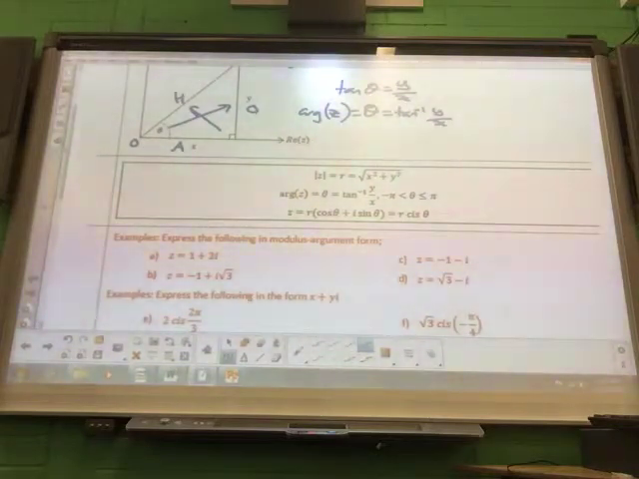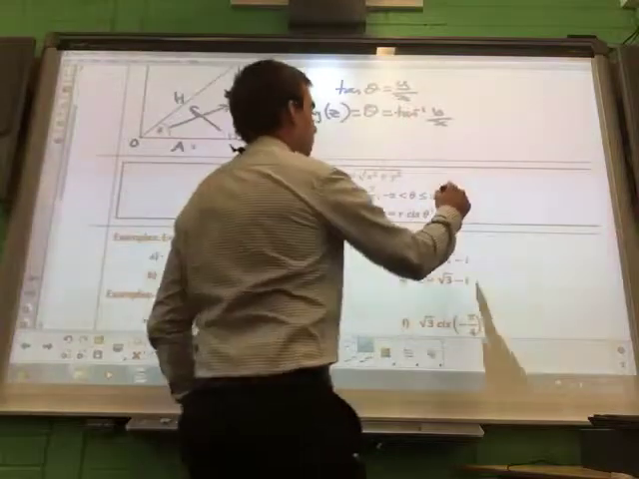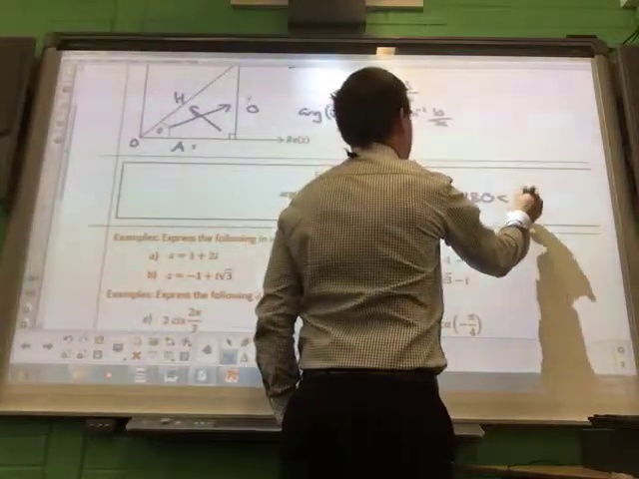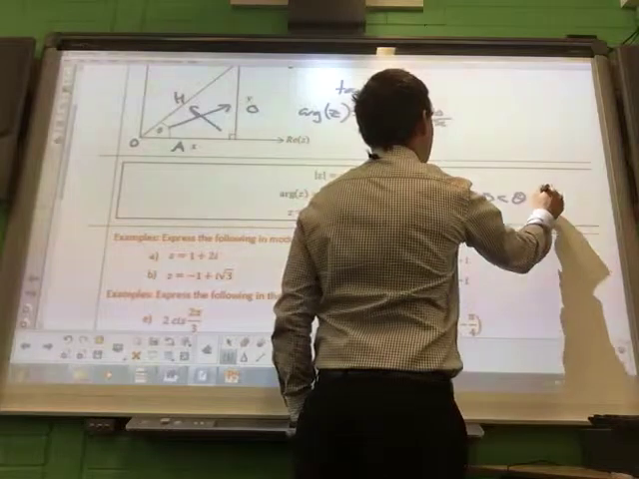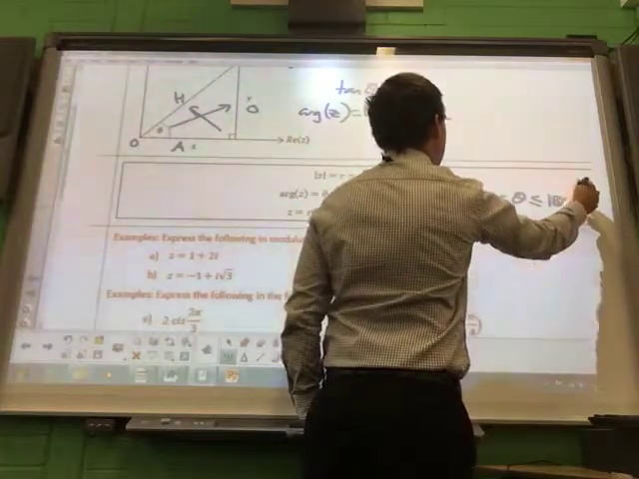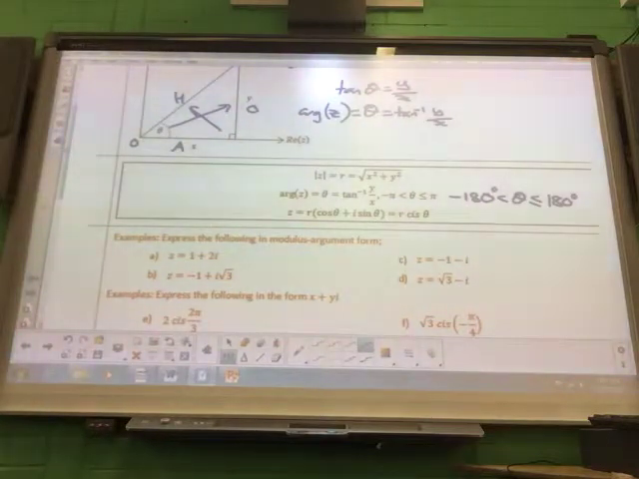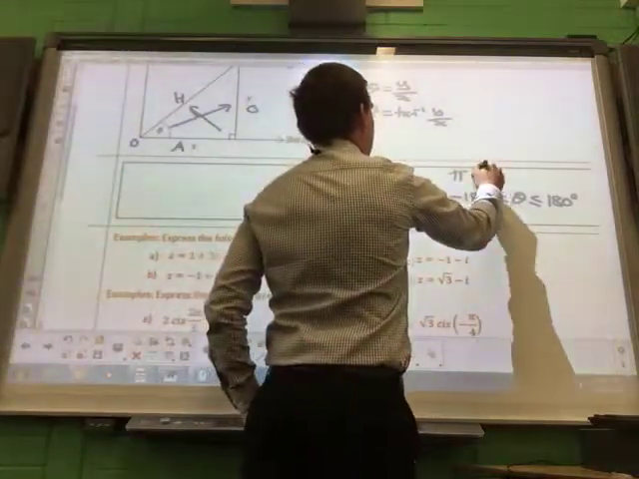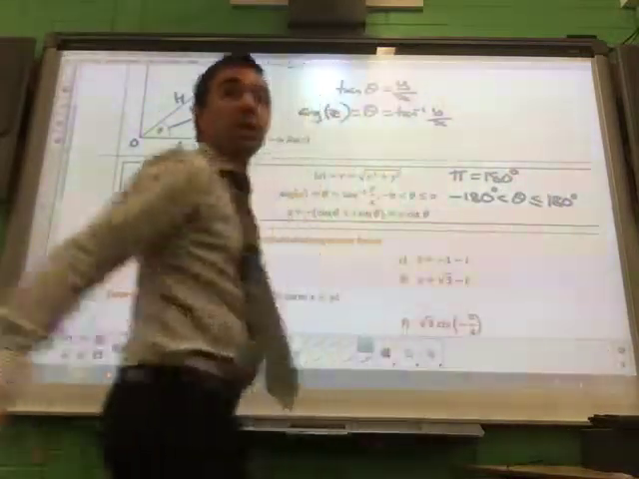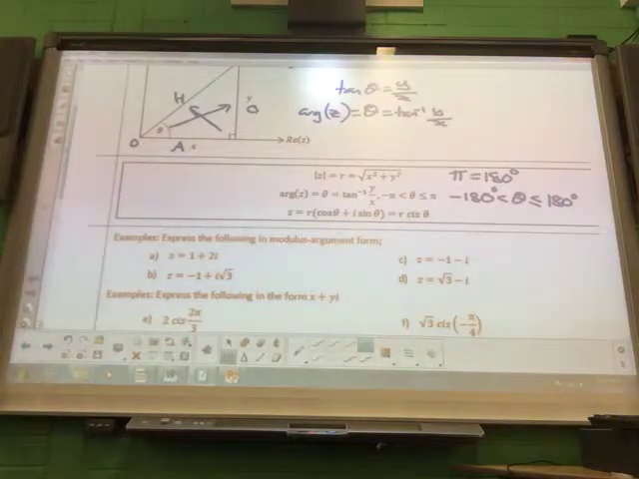Negative pi is less than theta, which is less than or equal to pi. So negative 180 is less than theta, which is less than or equal to 180 degrees. Okay? So pi is 180 degrees. We will touch more on that when we go through it in mathematics, which will be soon. What you need to know is that pi in radian measure is the same as 180 degrees in degrees measure.